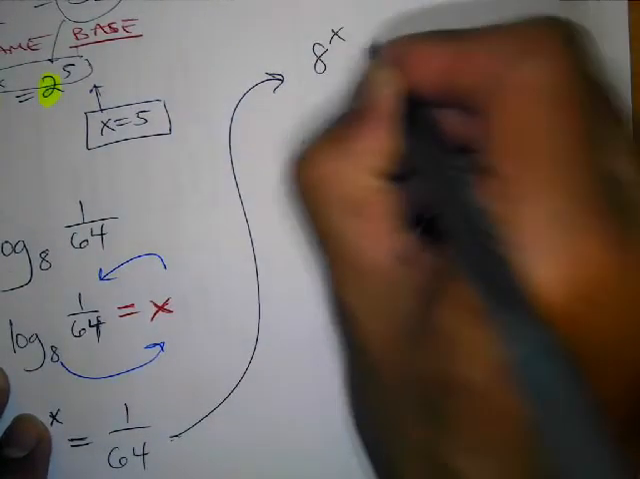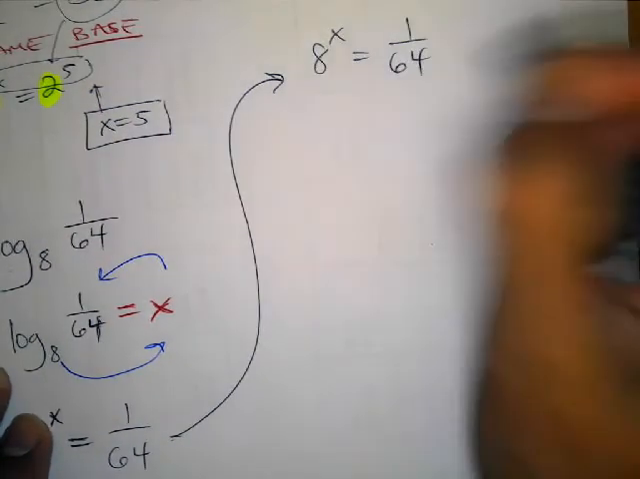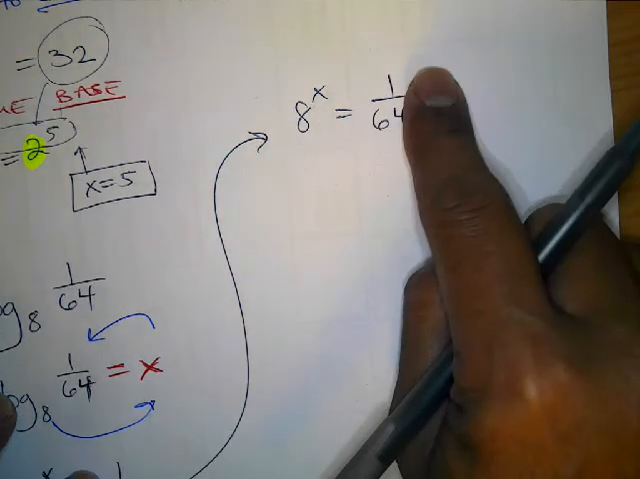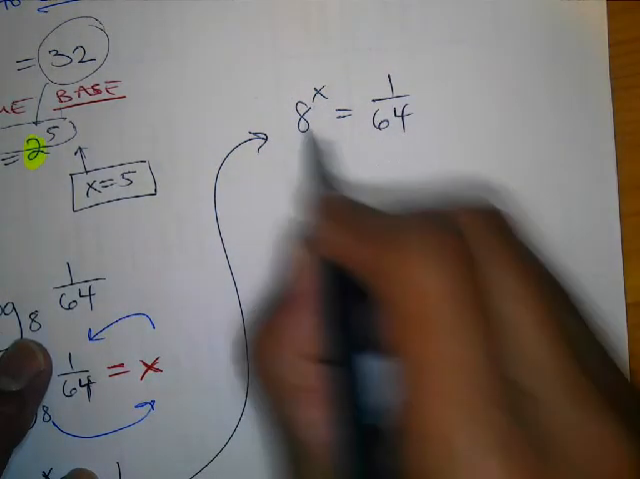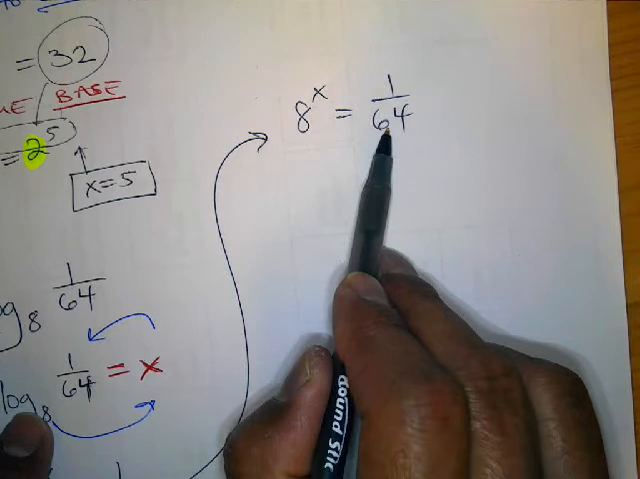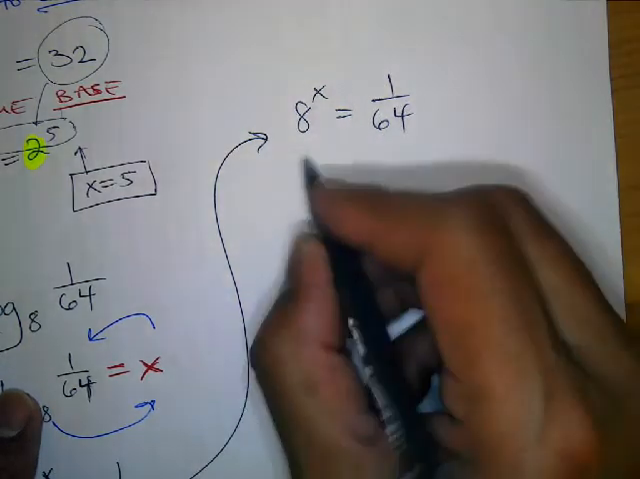And now this is where, let me write it over here, 8 to the power of x is equal to 1 over 64. Here's where you just look at the big numbers. Don't worry about the 1. We're going to move this up. Here's where you look at this. This has a base of 8. Can 64 be written with a base of 8?